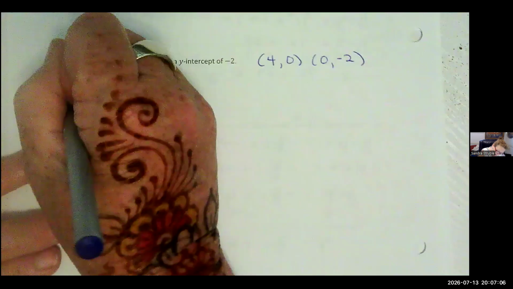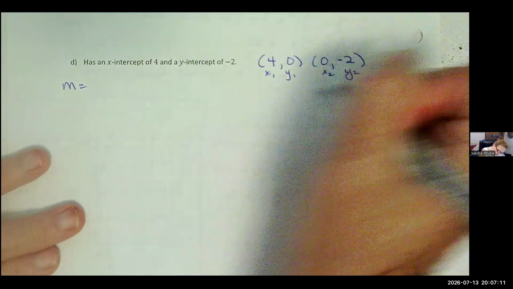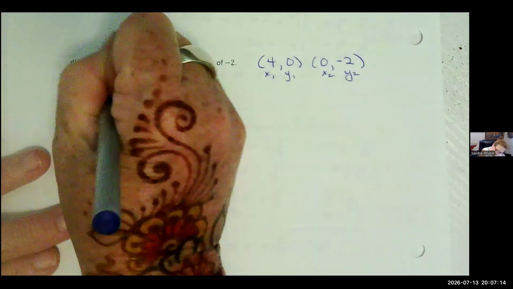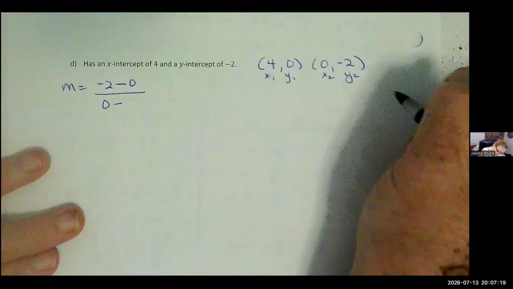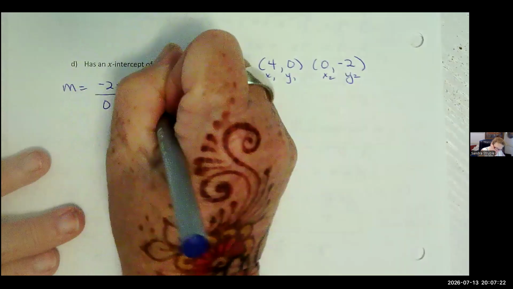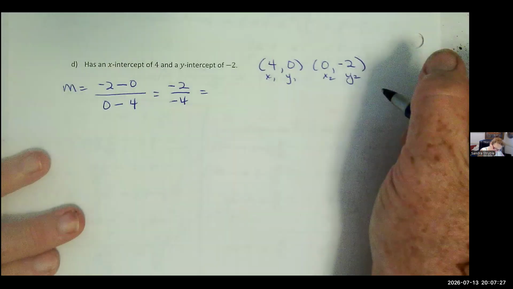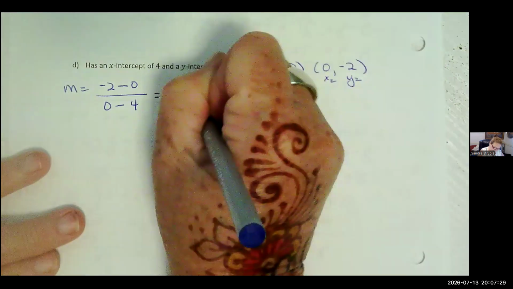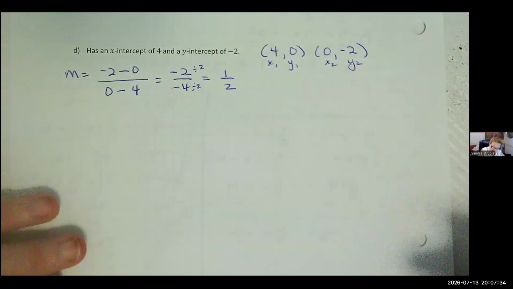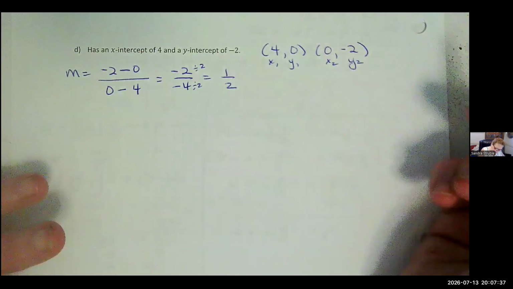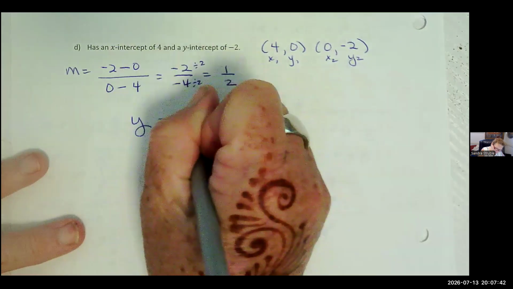x sub 1, y sub 1, x sub 2, y sub 2. Slope is going to be -2 minus y sub 1, which is 0, and then x sub 2 minus x sub 1, which is 4. This becomes -2 over -4. Becomes positive, and then these both are divisible by 2, so 1/2. Always reduce. My slope is 1/2. And then I don't even have to choose anything. My y-intercept is -2. So y equals 1/2 x minus 2.